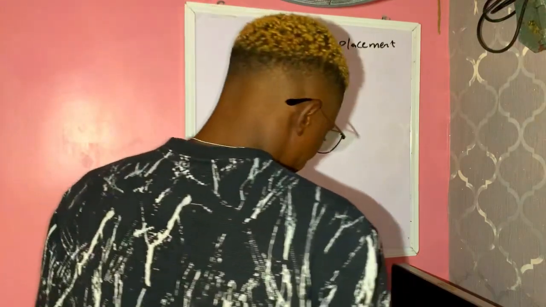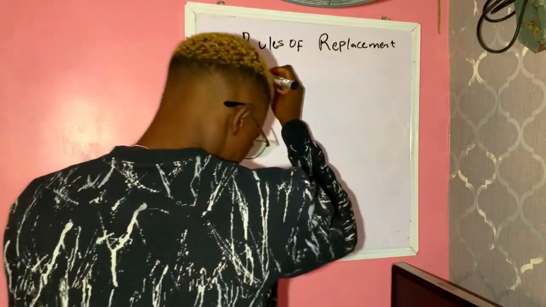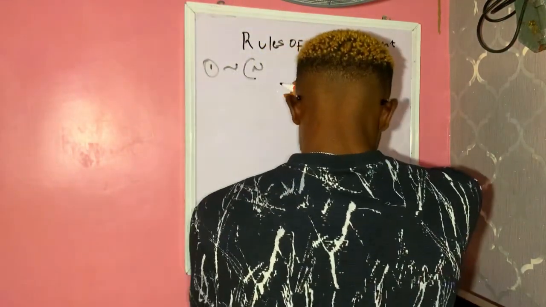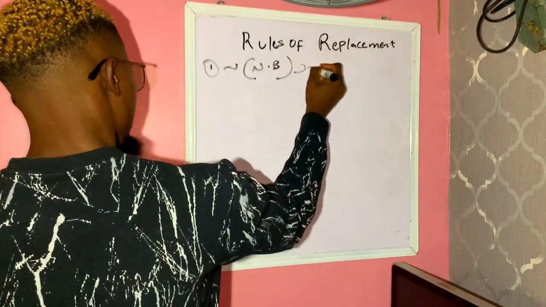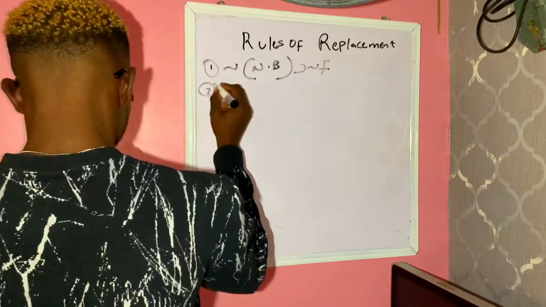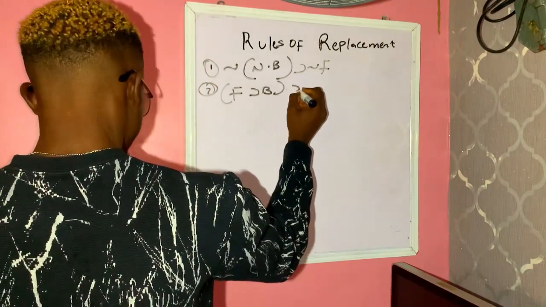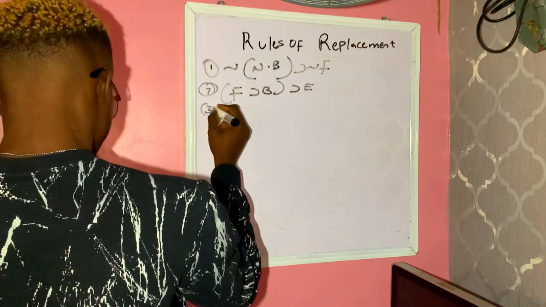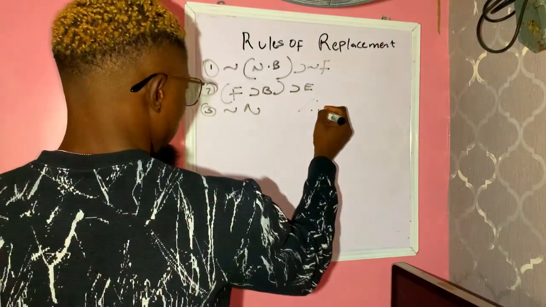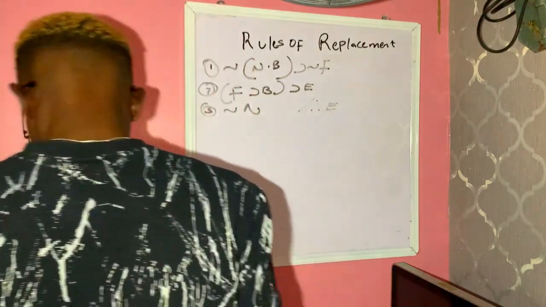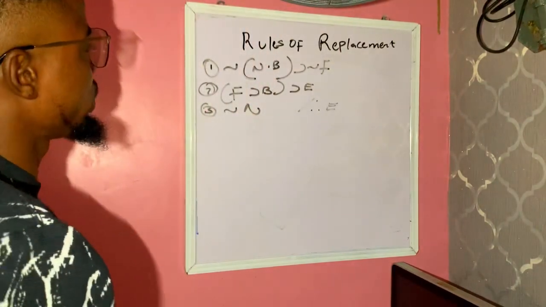So let us assume that we have a question like this. Line 1, after symbolizing: negation N and B implies negation F. Then our line 2: open parenthesis, F implies B, close parenthesis, implies E. Then line 3: negation N. Then our conclusion is E. So let us assume this is our question. Now, what are we going to do and how are we going to resolve it?